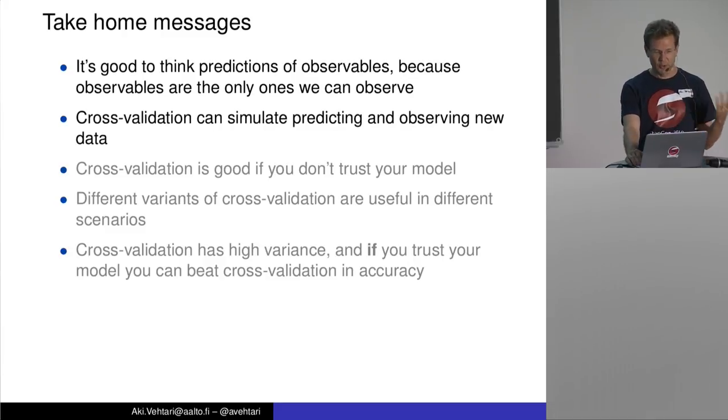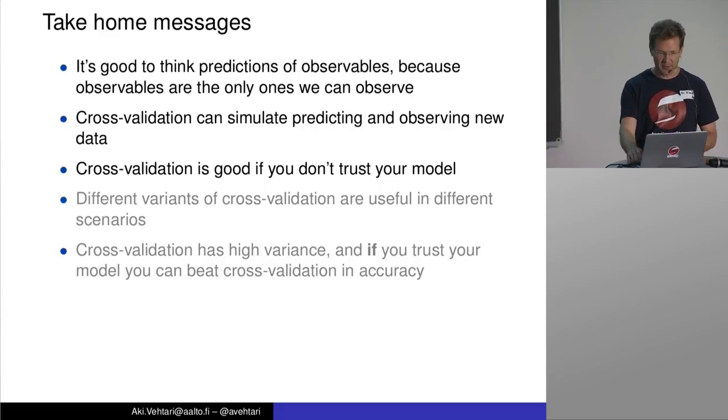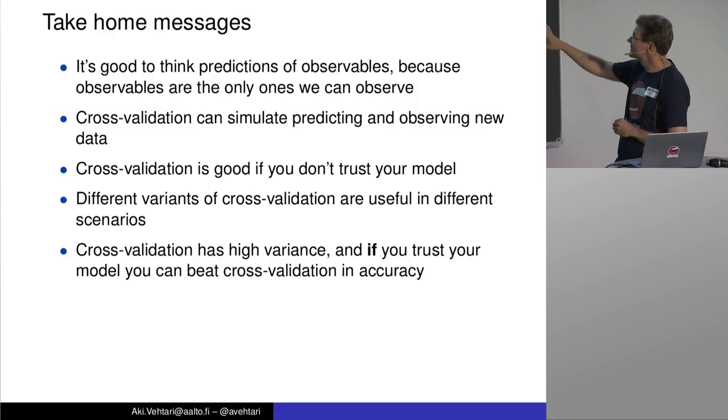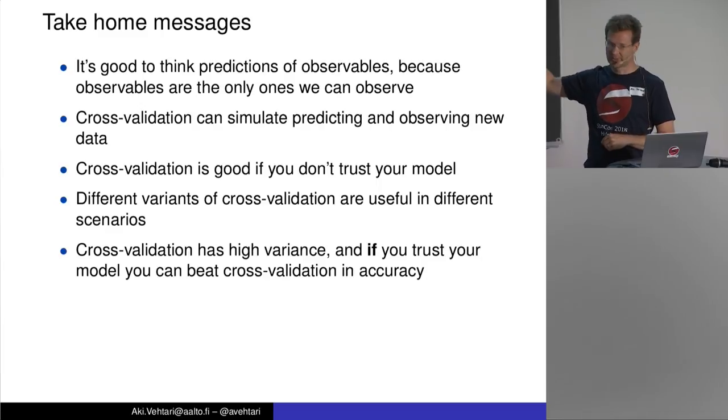So we can use cross-validation to simulate that prediction and observing new data. It's especially good if you don't trust your model, because it makes very weak assumptions on the future data, just weak assumptions on the data generating mechanism. Different variance is useful in different scenarios. And it has high variance, so there are cases where you can do better if you can trust your model.